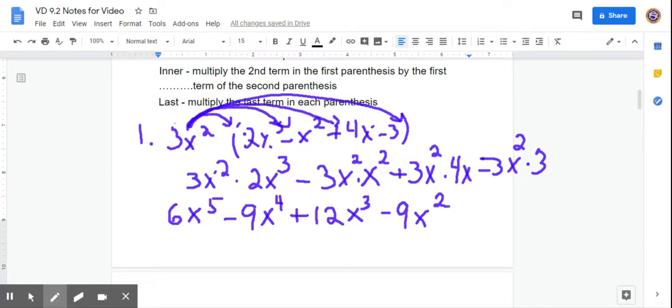None of those exponents are the same, so we cannot simplify this any further. That's your answer, because in order to add or subtract them, they need to have the same base, remember, and the same exponent.